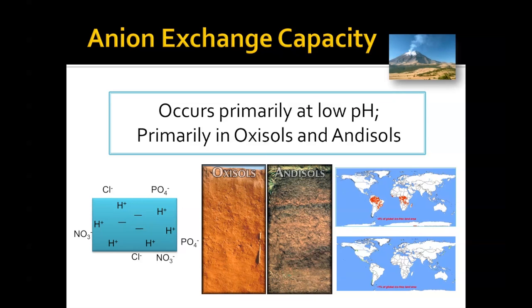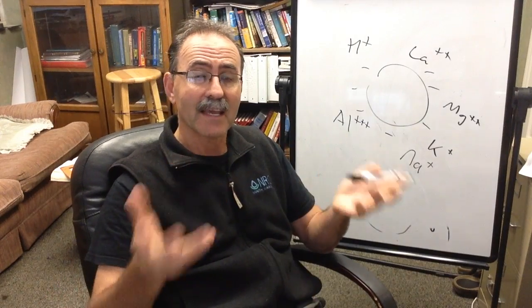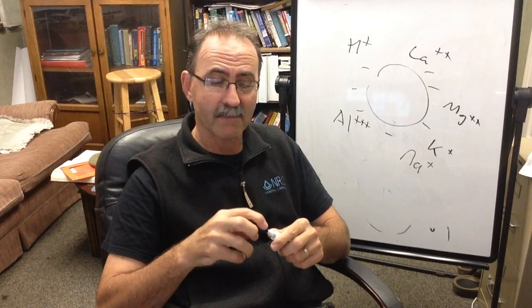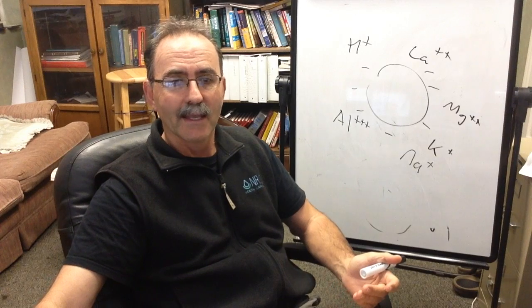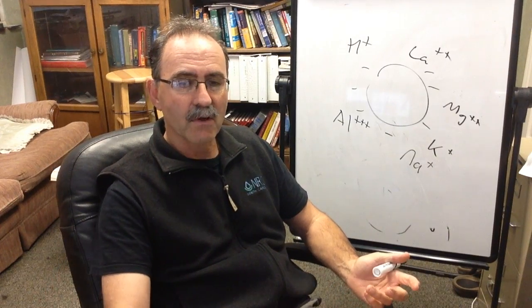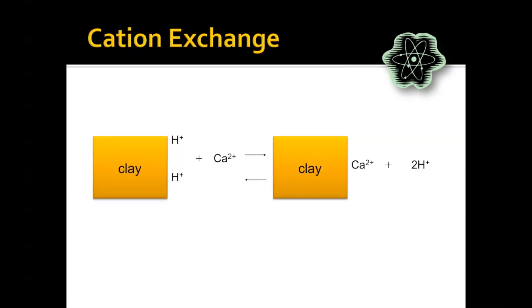We have the oxisols. Remember, those are the highly weathered soils that you'll find in the tropics. Very warm, very wet. And basically, in this case, a lot of the soils are positively charged, and they will actually attract anions, as you see there. In our part of the world, that's not an issue, so I just wanted to mention it to you. We're going to go back to cation exchange.